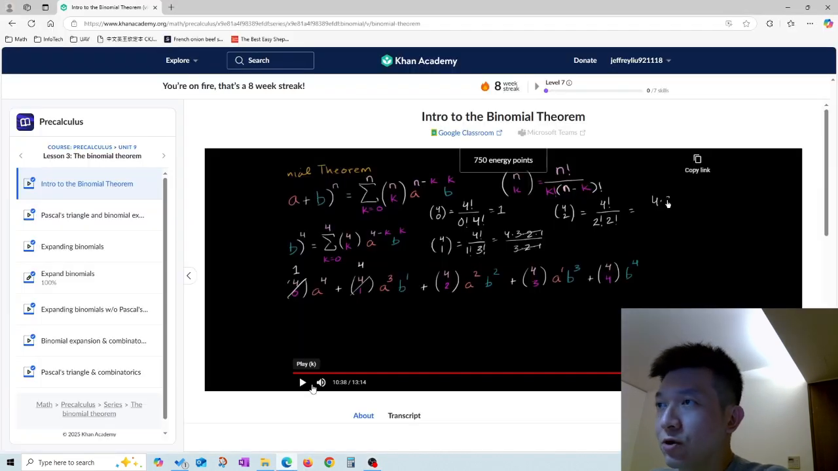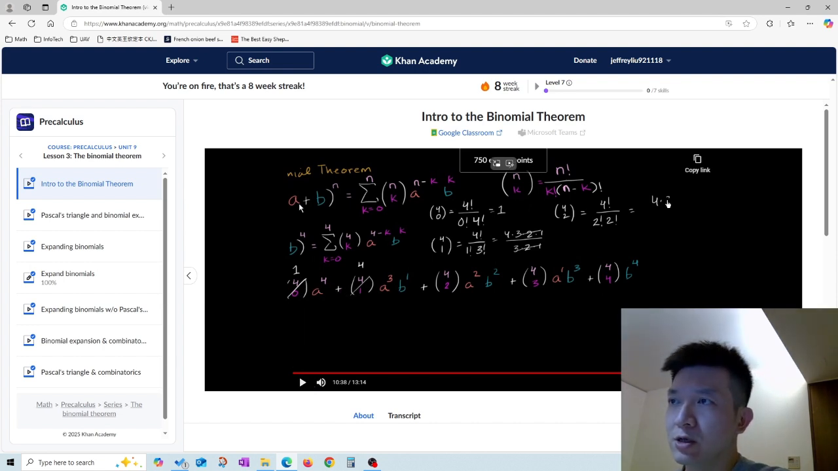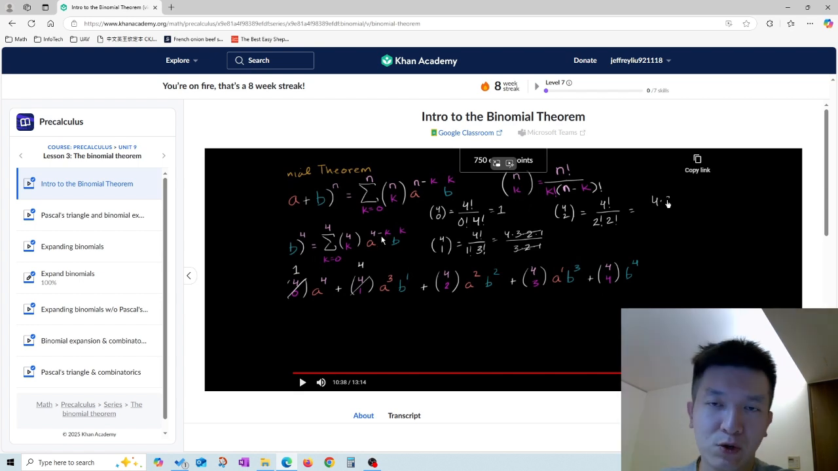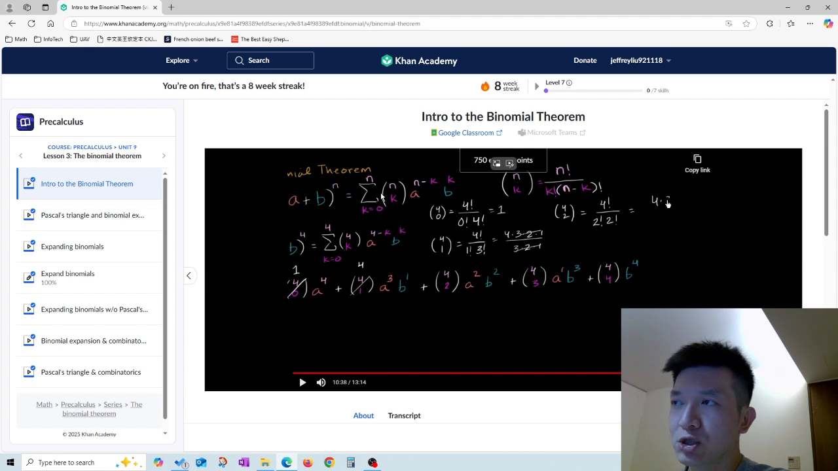So the binomial theorem is a theorem that entails an a plus b term to the power of n, right? You can see here a plus b to the power of n, and that relates to our series, because you have a summation, where you plug in your numbers, k all the way to your n, right?